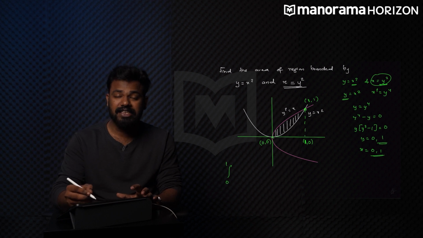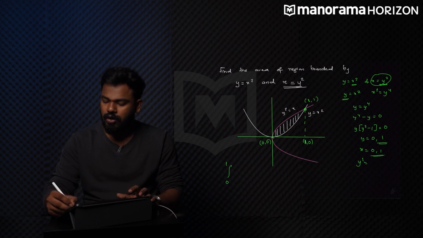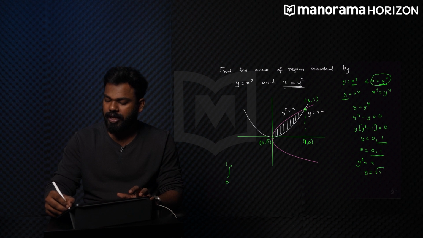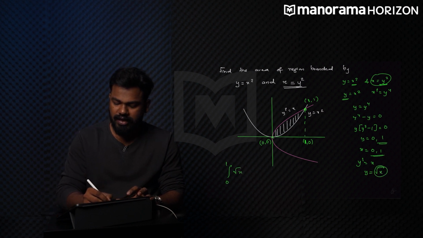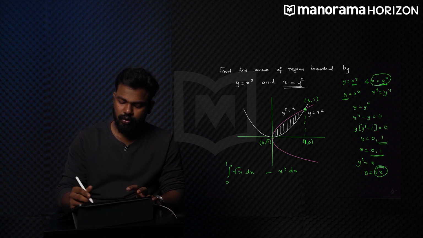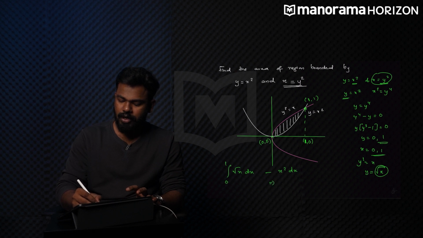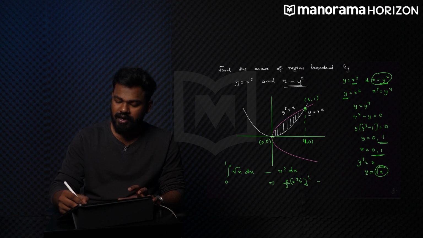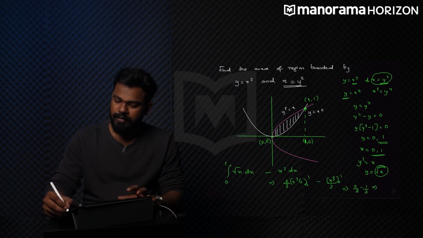Upper curve, that is y square is equal to x. So if y square is equal to x, the upper curve, what is y? It will be root x. So I can take it as root x dx minus the lower curve, y is equal to x square. So x square dx, right? So root x dx and x square dx. So what is the integral of root x dx? Root x integral will be 2 by 3 x raised to 3 by 2 from 0 to 1, minus x square integral will be x cube by 3 from 0 to 1. So this will give us the answer 2 by 3 minus 1 by 3, and that will be nothing but 1 by 3 units.